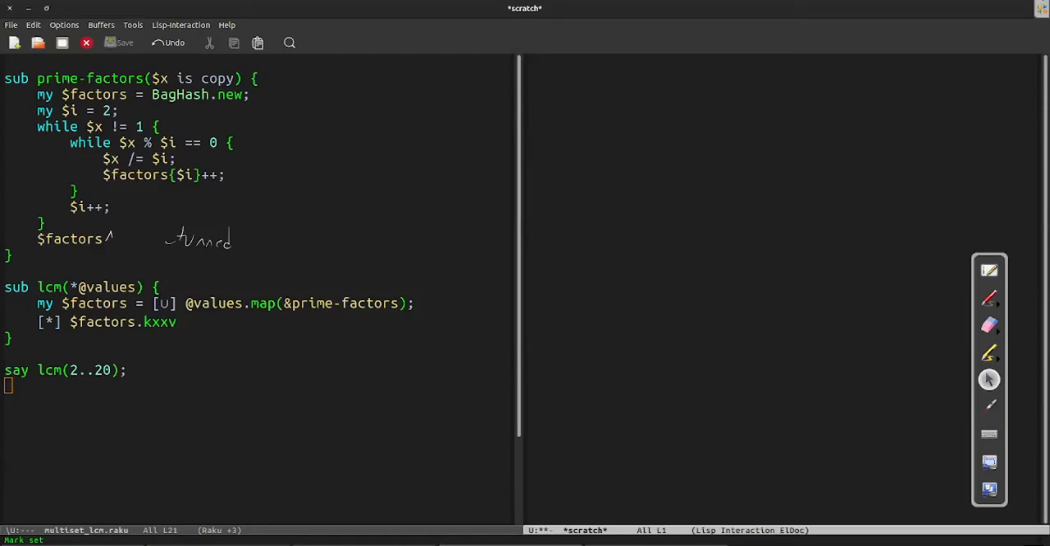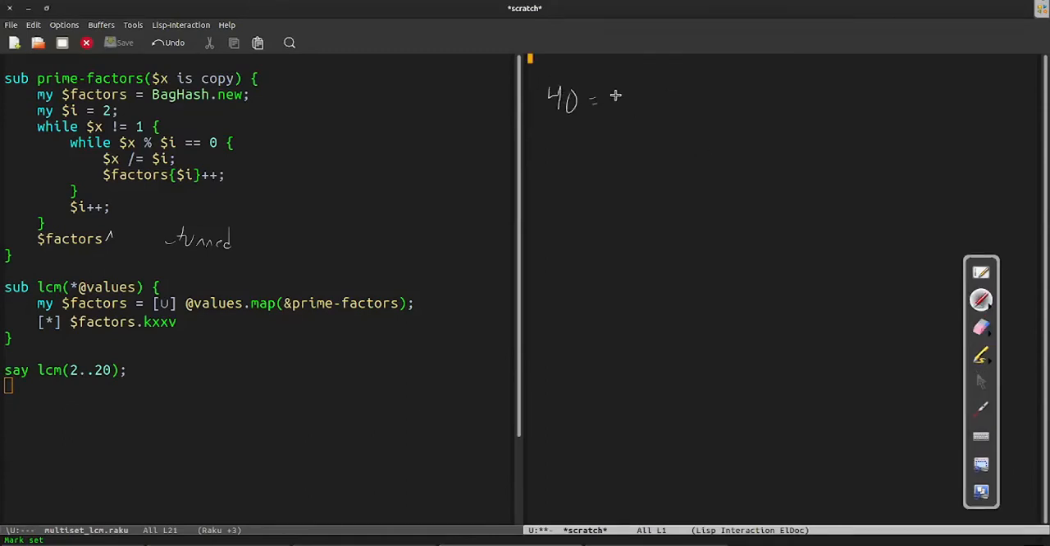Internally, a bag hash is stored as a key-value mapping, where the keys are the unique elements of the multiset and the values are the weights, or number of times the element appears in the multiset. Using this representation allows operations like the union and intersection of multisets to be much more efficient.